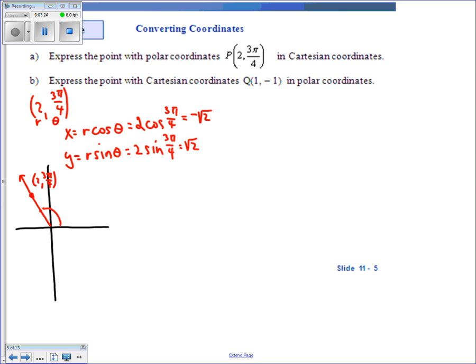So our x, y coordinates for this same point then would be negative the square root of 2, which is about negative 1.4, and then positive the square root of 2. So the same coordinates, just different coordinate system.